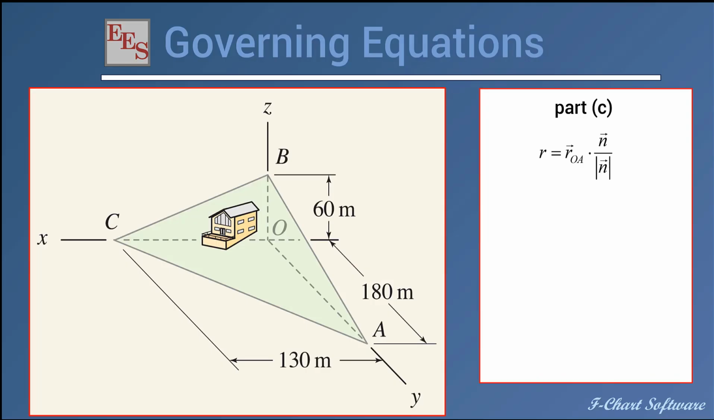And then the last part of the problem asks us to figure out the shortest distance between the origin and this plane. Right? And this is something that we will do by figuring out a vector that goes from the origin to any point on the plane. So it can be literally any point. In this case, this ROA, right? And then we'll take the dot product of that with the direction normal to the plane, which again is our n divided by the magnitude of n.